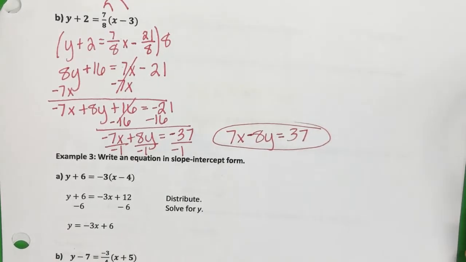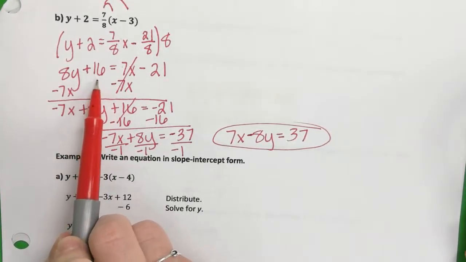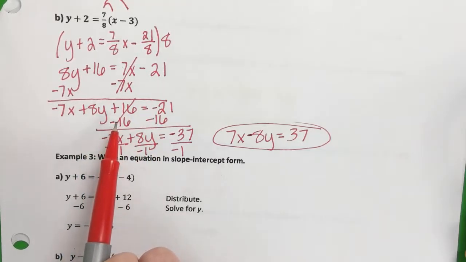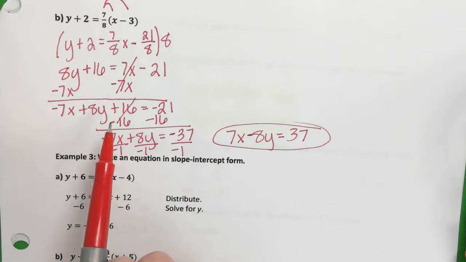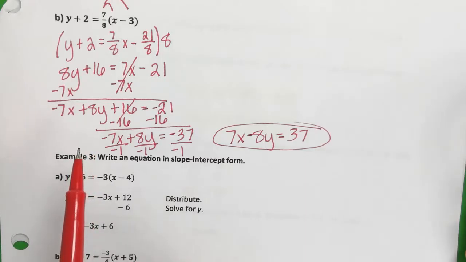To be honest, if I was working this out myself, I probably would have subtracted 16 first, and then subtracted 7x. Oh, that's what I did. I did 16 first because it was easier, and if you were subtracting 7x, then we'd have 3 over here, and you might get confused.